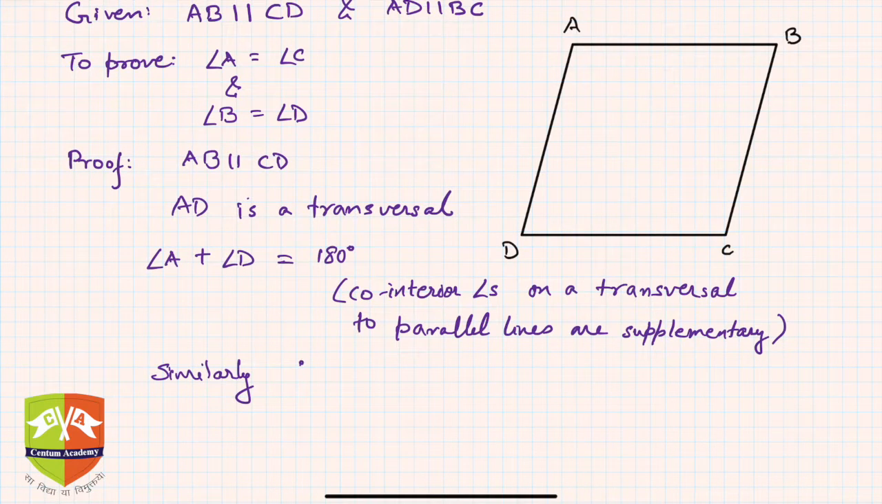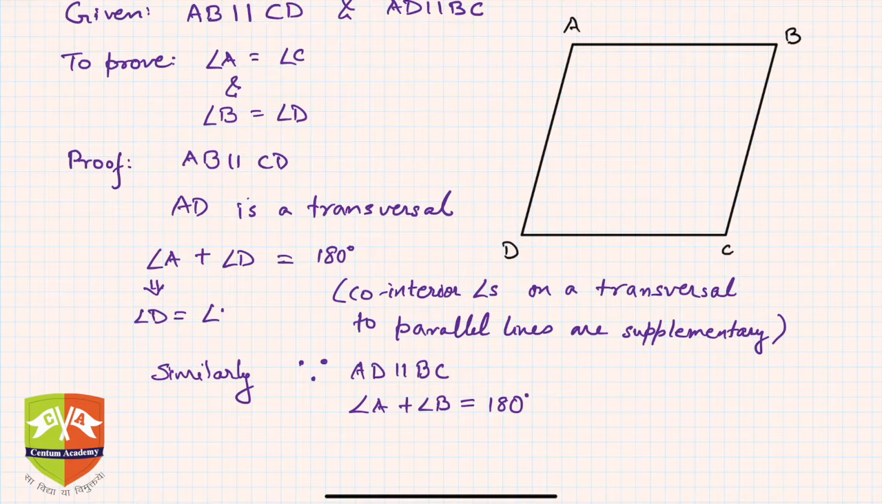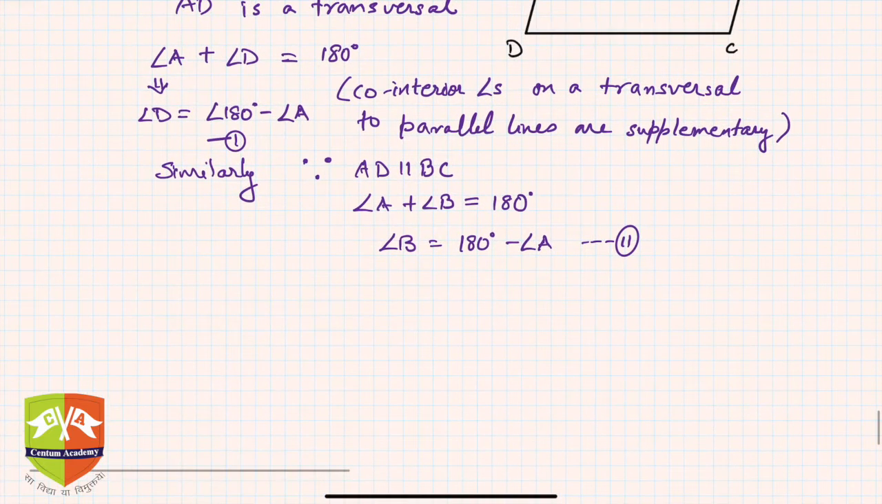Similarly, since AD is parallel to BC as well, therefore angle A plus angle B will be equal to 180 degrees. Okay, right? So from here, this can be written as angle D is equal to 180 degrees minus angle A. And here angle B is equal to 180 degrees minus angle A. So let's say this is 2, this is 1.